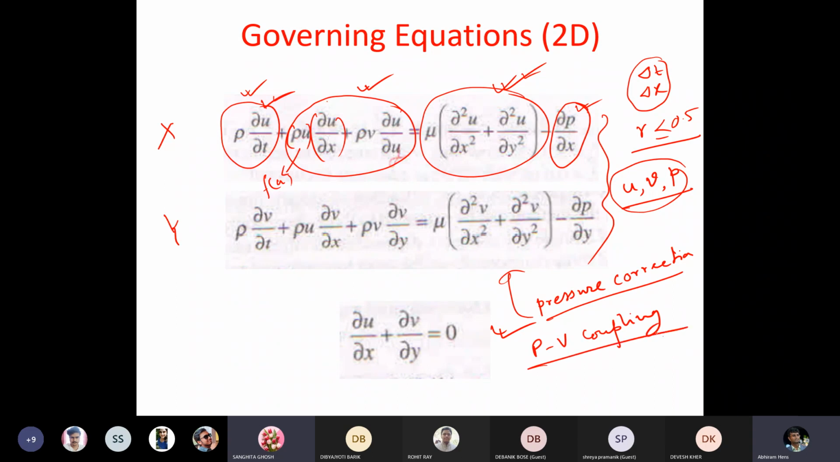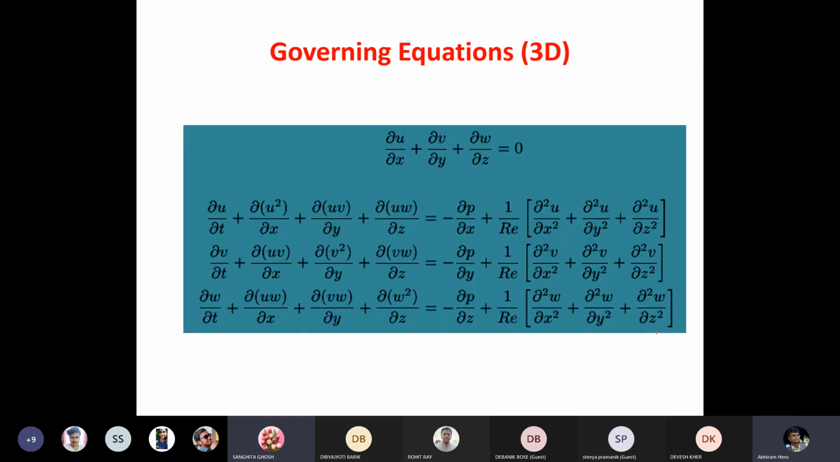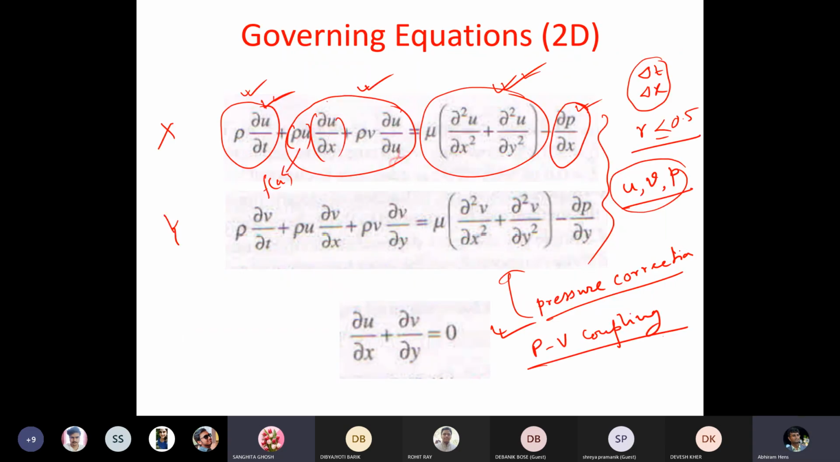So this is all about the 2D Navier-Stokes equation. Now if I go to the 3D Navier-Stokes equation, the terms are almost the same, only one extra term will come. This is the continuity equation, this is the x term, y and z term. You see here the temporal term, these three are the convective terms, this is the pressure term, and this is your diffusive term.